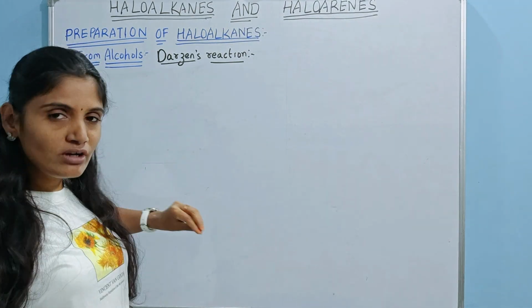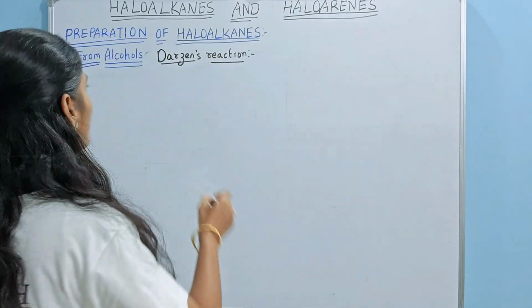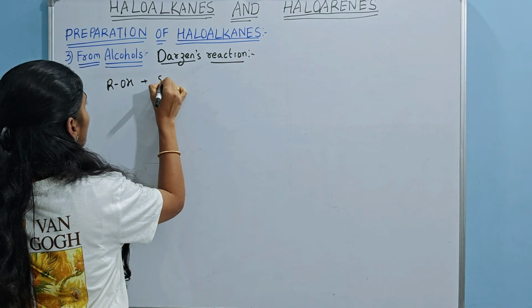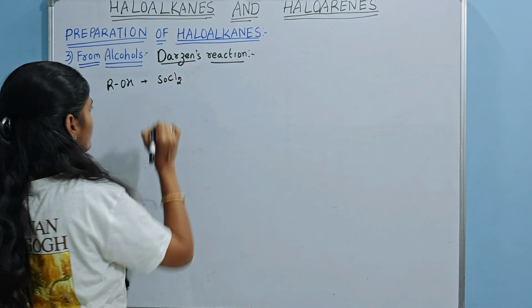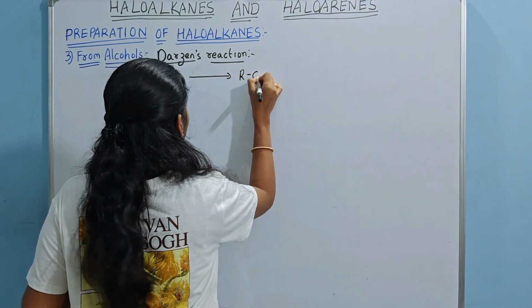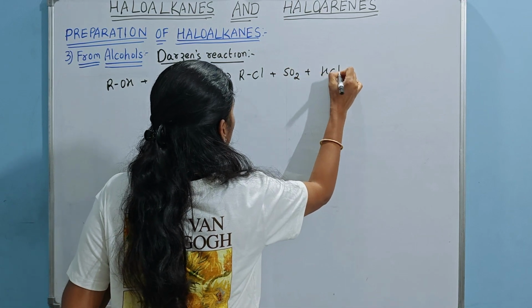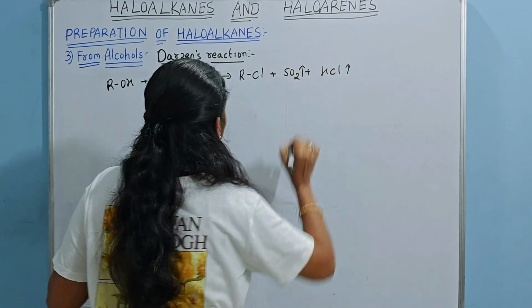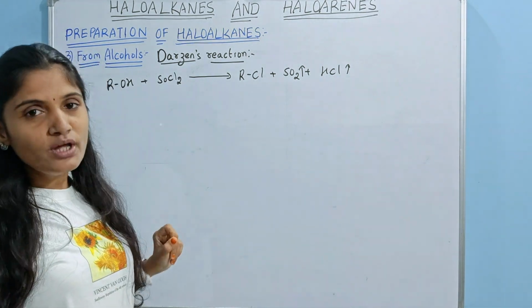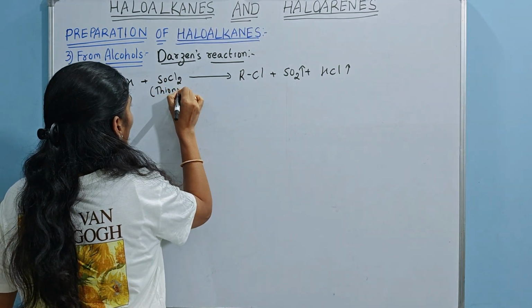Now the last reagent we are going to use to prepare haloalkanes from alcohols is SOCl₂. So we'll take alcohol and treat it with SOCl₂. Then what will we get? We will be getting RCl plus sulfur dioxide plus HCl gas. So these will be our products when I treat alcohol with SOCl₂. SOCl₂, if you want to know the name, is thionyl chloride.